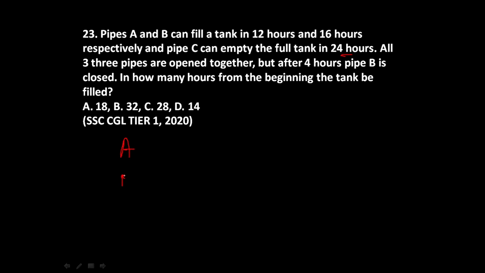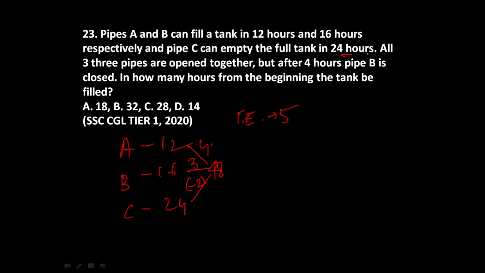Simple one again. There are three pipes, A, B, C. It's 12, 16, but this is 24, right? So what's the total capacity? It's 48, right? So the efficiencies are 4, 3 and 2. So what is the total efficiency? Mind that this is in minus because this is an emptying pipe which is emptying the tank. So total efficiency is 4 and 3, 7, minus 2 is 5.